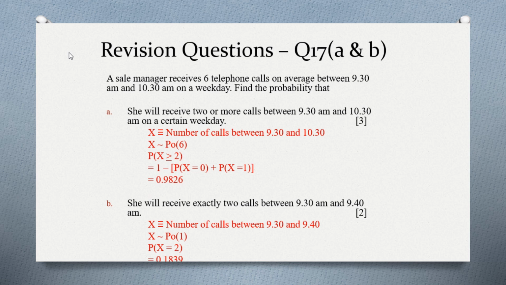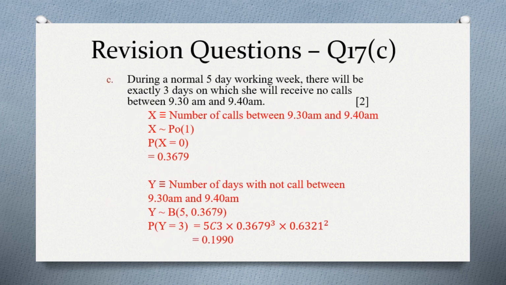Question 17, the first two parts are just a normal Poisson distribution question. Quite easy. I think you've done something similar before as well. This part, yes, it goes a little different here. You write your original event. It's lambda of 1. Now she will receive no calls.